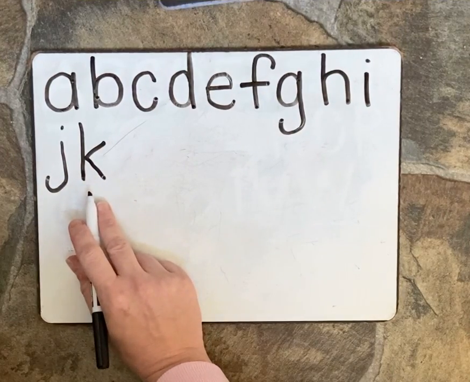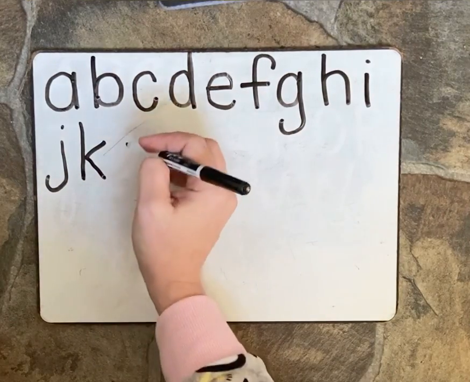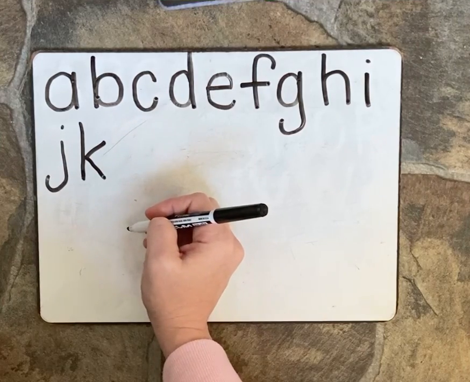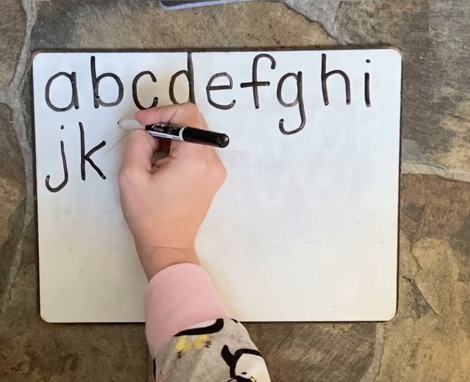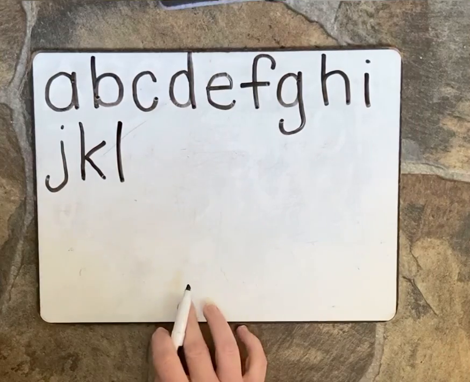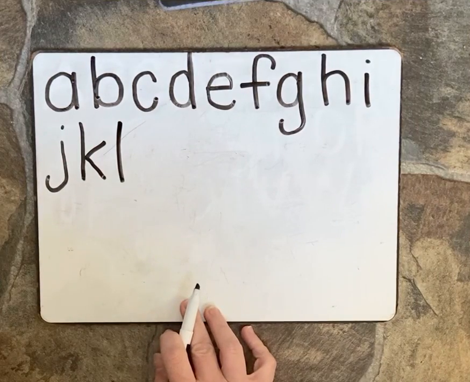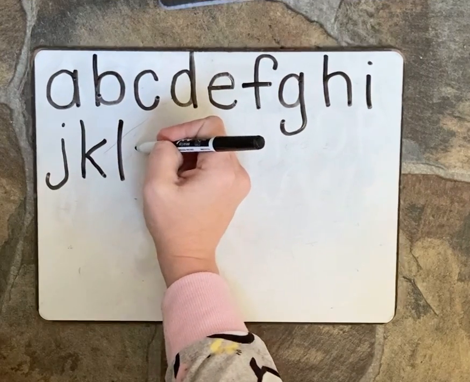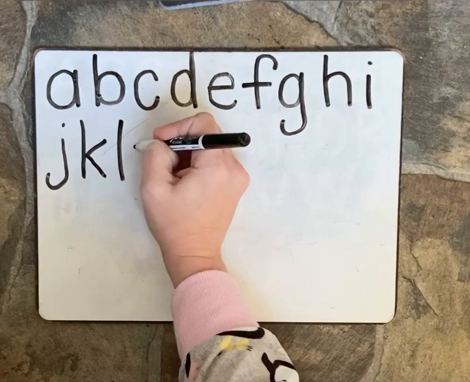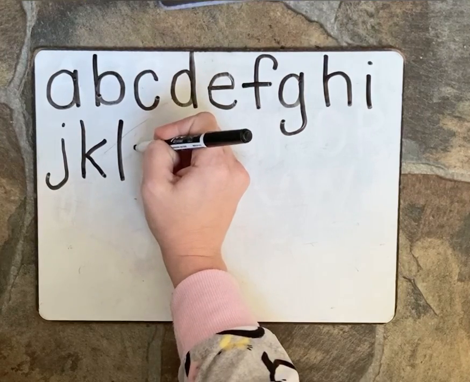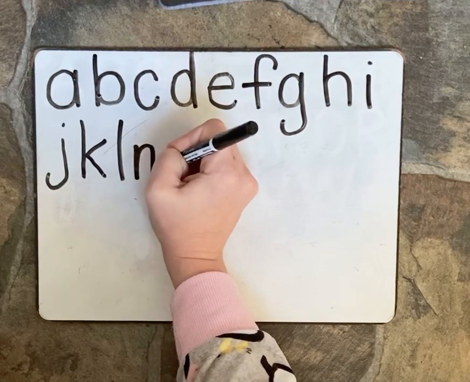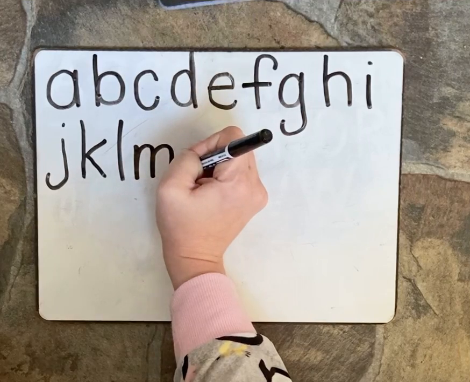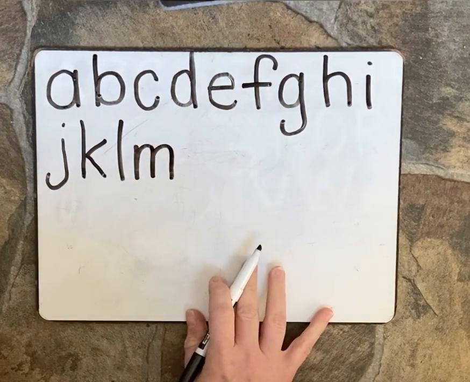What comes next? L. Well, that's an easy one. This is probably the easiest one. It's just a straight line for that lowercase L. Whoop, there you go. What comes after L? M. Oh, another fun one. So watch this. Okay, it's a short letter. You're going to start right here, go down, up and over, and there's your M.